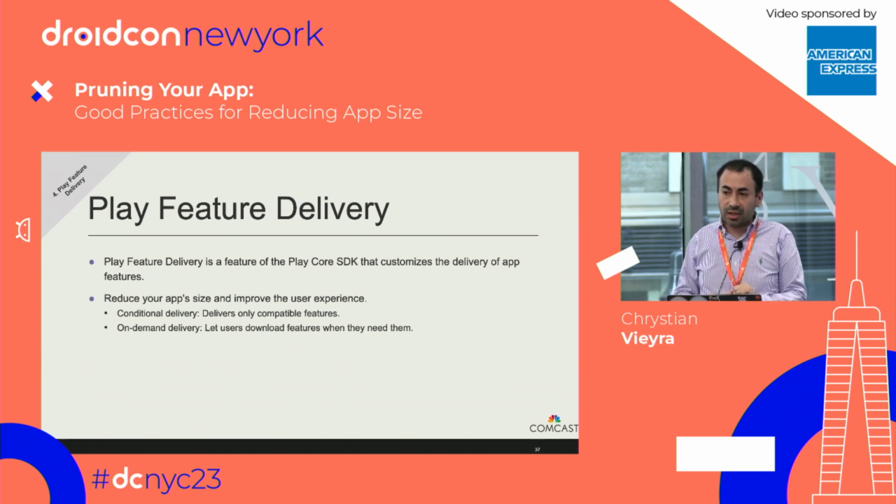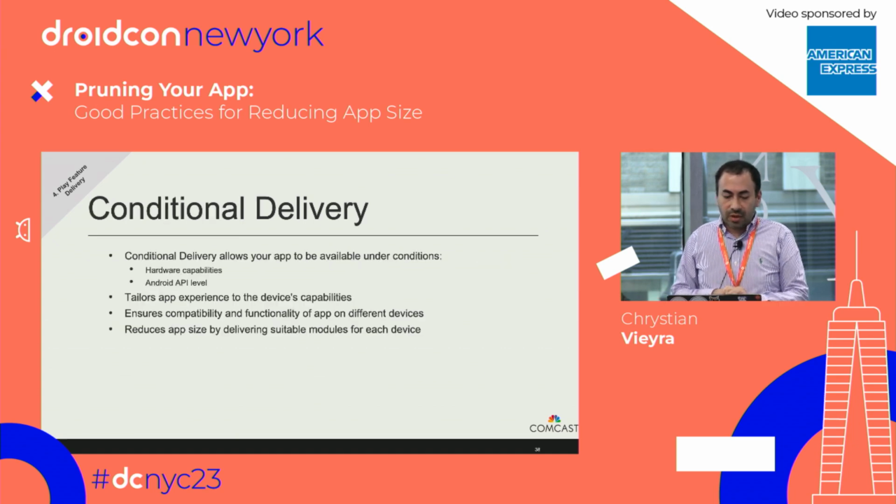We have conditional delivery and on-demand delivery. So I'll start with conditional delivery. On Google Play, you can enable conditional delivery to make certain app bundles, right? Packages from your app. You can decouple your app. You can have additional packages and target them to specific devices depending on the hardware. Does this device have a camera?